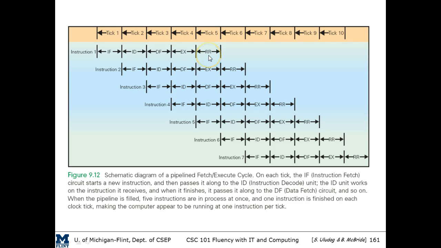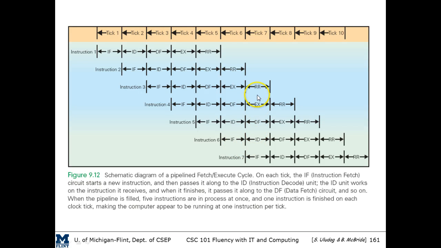In tick number 5, the result is returned for instruction 1. Instruction 2 is being executed by the ALU. Instruction 3, the data is being fetched. Instruction 4, the instruction is being decoded. And instruction 5, the instruction is being fetched. Continuing on to tick number 6, instruction 1 has now completed. Instruction 2, the result is being returned. Instruction 3, the ALU is executing. Instruction 4, the data is being fetched. Instruction 5, the instruction is being decoded. Instruction 6, the instruction is being fetched.